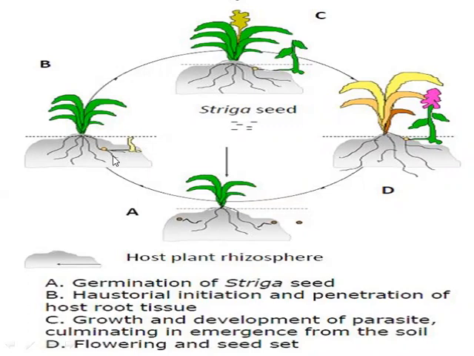That is going to reach the host root, and that can start the penetration of the host root tissue. Here in photograph B you can see, in case of the seed, the growth and development of the parasite is also seen here. And side by side, these two can grow, particularly culminating in emergence from the soil also seen here.